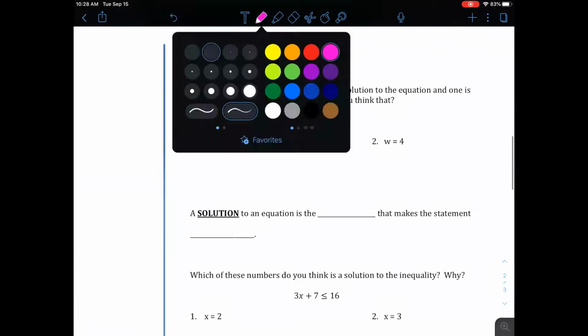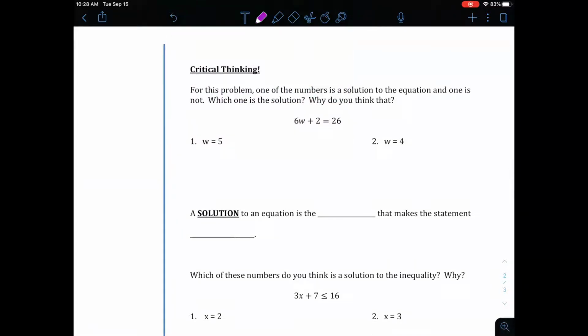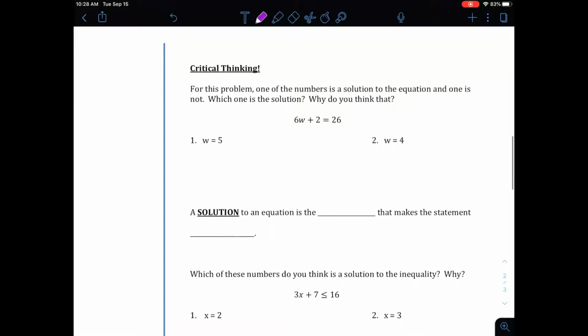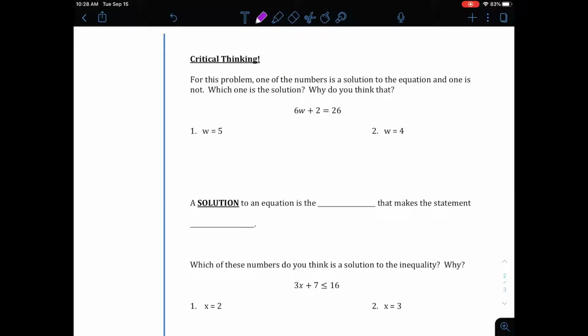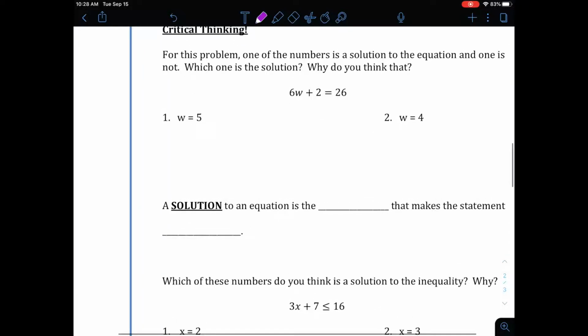Okay. Critical thinking. It says, for this problem, one of the numbers is a solution to the equation and one is not. Which one is the solution and why do you think that? So we have 6w plus 2 equals 26, and we have w equals 5 and w equals 4. We're going to plug in 5 for w and 4 for w and see what we get for an answer. Where we see a w, we're going to replace it with a 5 for this side. And for this one, we're going to replace w with a 4.